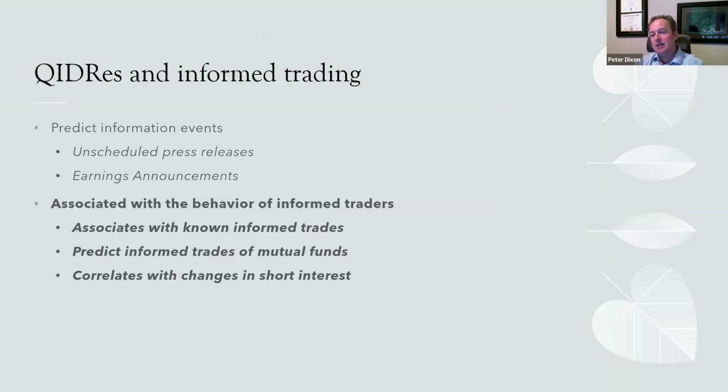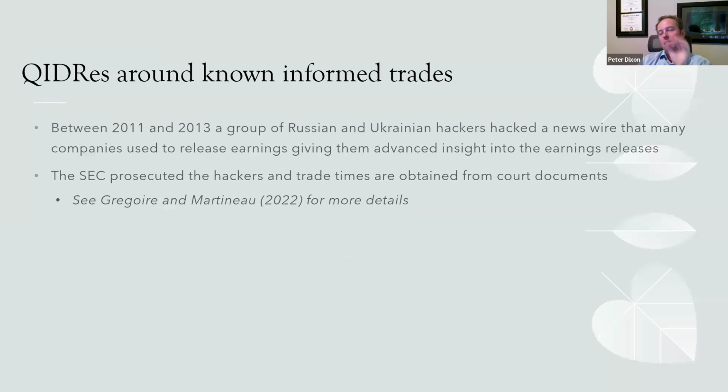Okay, we're going to show you that next. We're going to show you that it associates with the behavior of informed traders. And this one's a cool one. This is where we get to using it at a different time horizon. Between 2011 and 2013, a group of Russian and Ukrainian hackers did what hackers do, and they hacked a newswire that companies used to release earnings announcements, which gave them insight. The SEC prosecuted these hackers, and the exact trade times for their trades were obtained from court documents. Gregoire and Martineau have a 2022 JFE paper that looks at all of this.